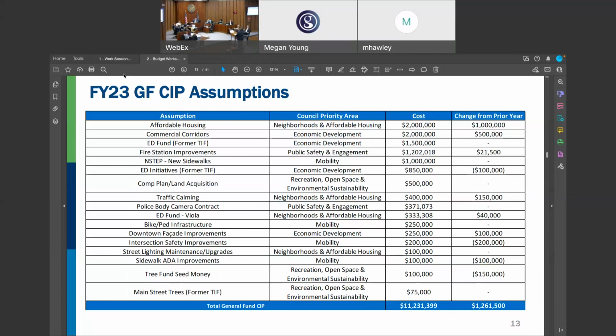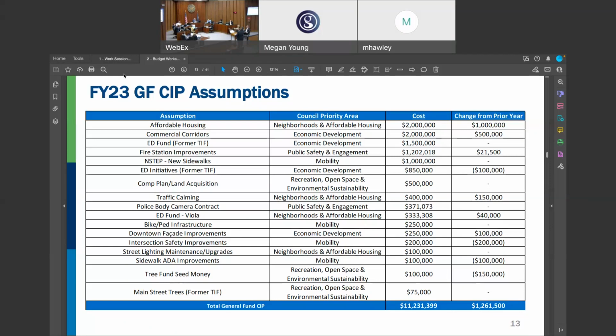Land acquisition fund is held steady from last year. Traffic calming funding is increased by $150,000. This was a new program in FY21 and is augmented by additional money in the traffic engineering operating budget. Police body camera contract is a recurring investment. All our officers are currently equipped, and this simply represents the annual contract cost for camera support and data management. The Viola Area ED Fund, which you all heard a lot about today at lunch, is increased due to higher tax collections in the former Viola TIF area.